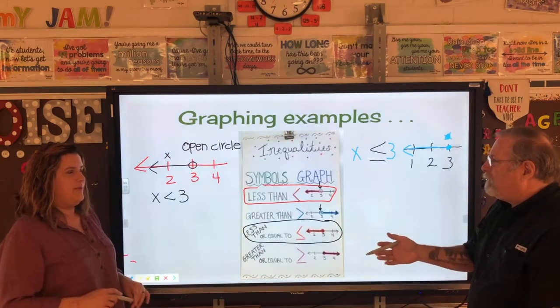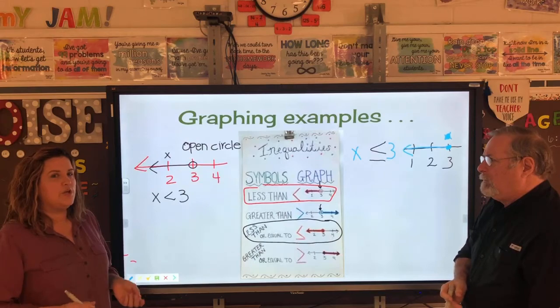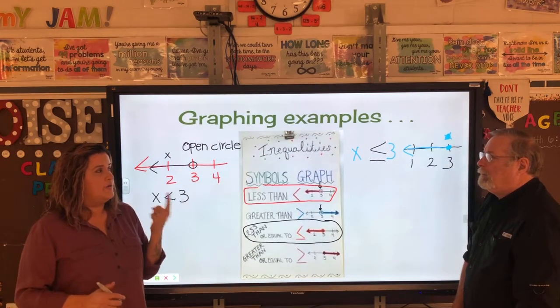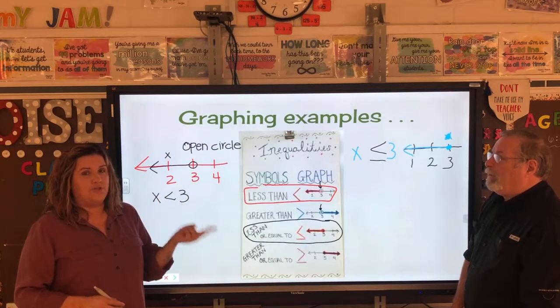So really, the only difference is open and closed circles. The only two things you're really considering are: am I open or closed, and which direction am I going, left or right?